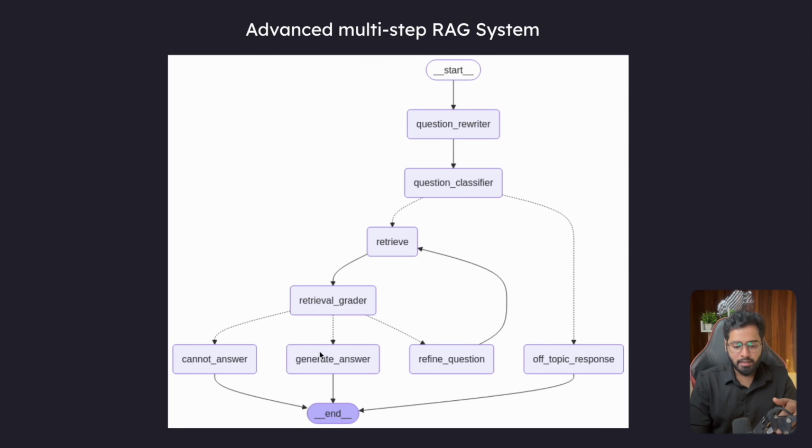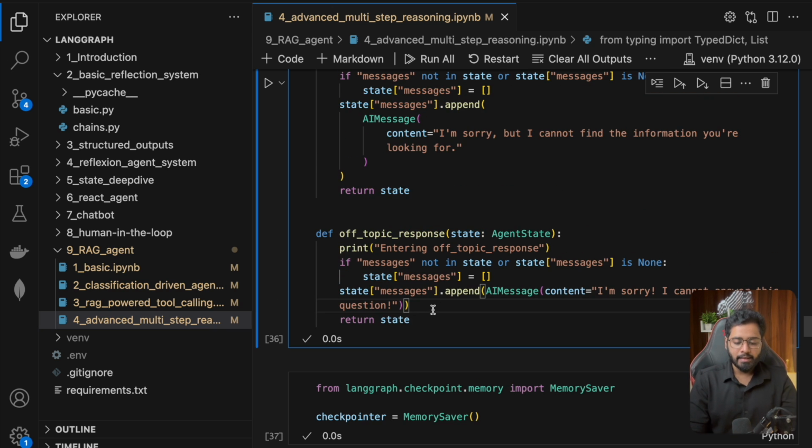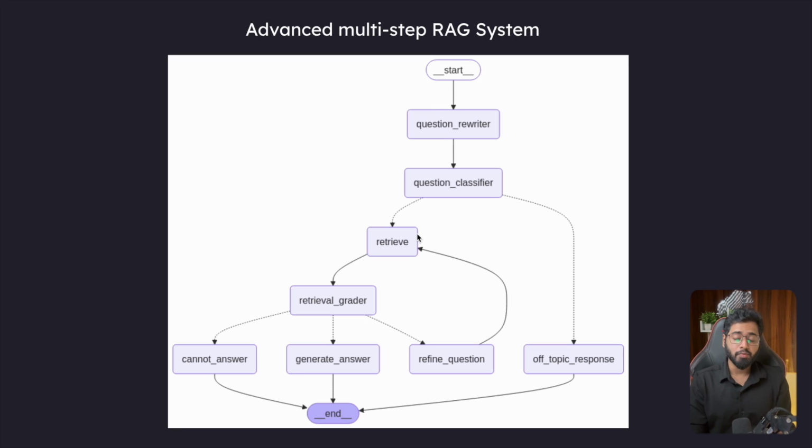Okay, so we've looked at the generate answer, we've looked at cannot answer. Now we can look at the off-topic response. This is something that we've already written. We're just saying, "I'm sorry, I cannot answer this question because it is off-topic," right? And that is it, guys. That is it for all of the nodes. We've defined all of the nodes.